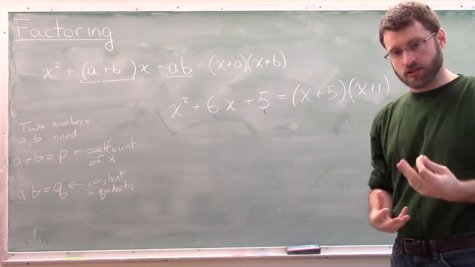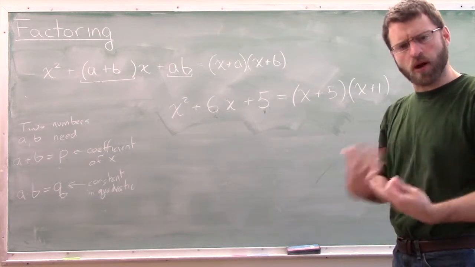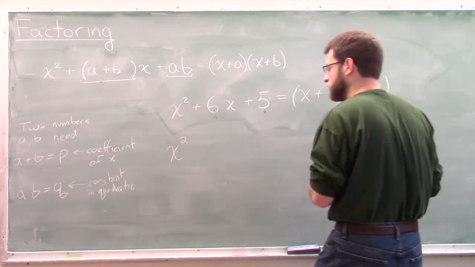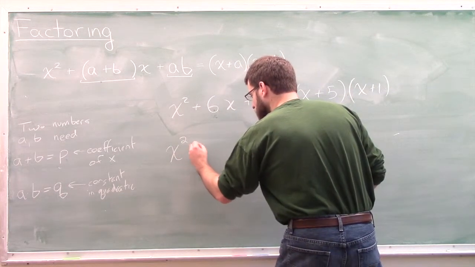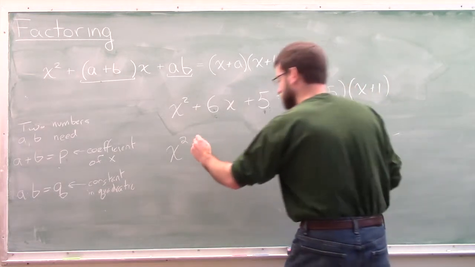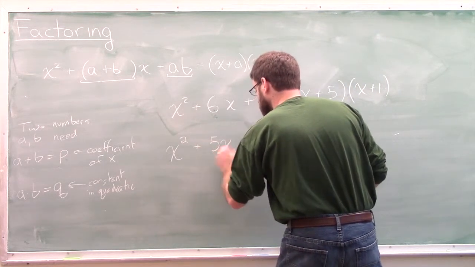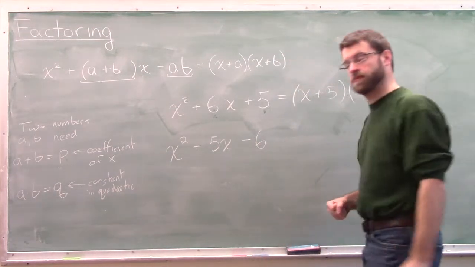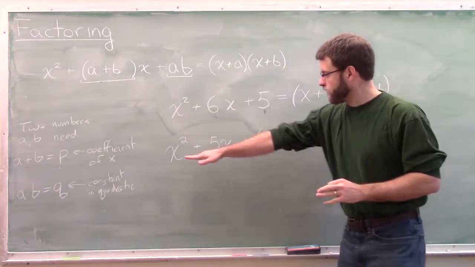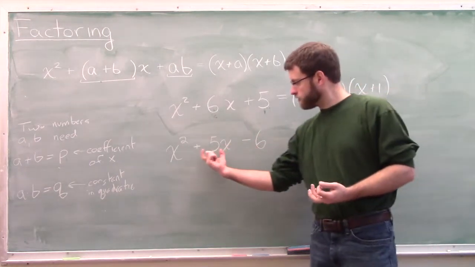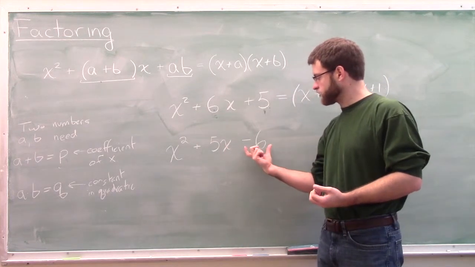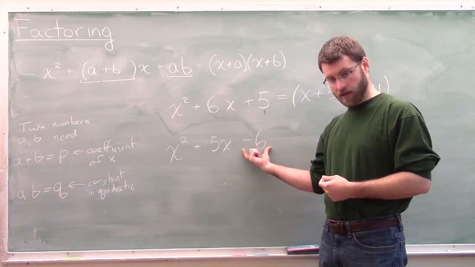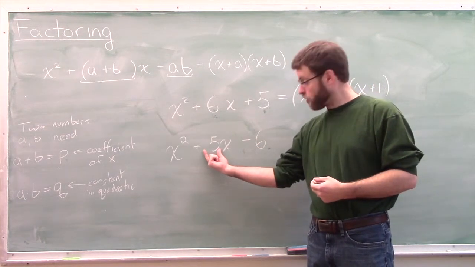Now, let's consider a little bit more complicated example where we have more possibilities to worry about. What about x squared plus 5x minus 6? Okay. So here we've got another polynomial. Again, we have a p and a q, a coefficient of x and a constant term, and we're trying to find two numbers whose product is this constant term negative 6 and whose sum is this term positive 5.